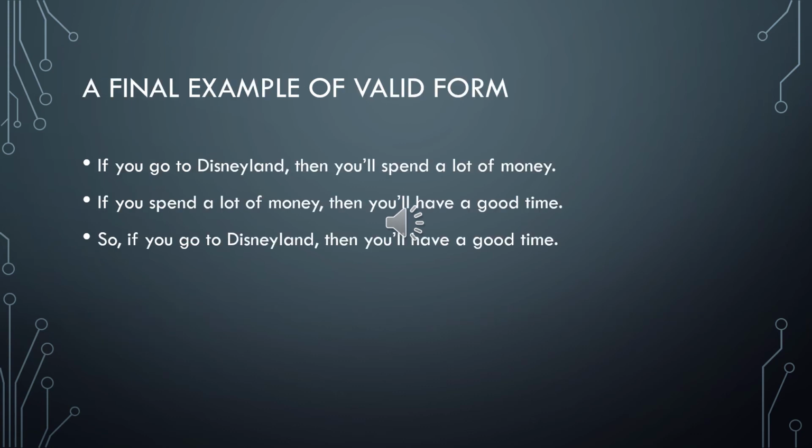Here's our final example of a valid form. If you go to Disneyland, then you'll spend a lot of money. If you spend a lot of money, then you'll have a good time. So if you go to Disneyland, then you'll have a good time. This argument has a distinctive form. It's a hypothetical syllogism because it has if-then in every single premise, and the name of this argument form is a pure hypothetical syllogism because every statement in the argument is a conditional or an if-then statement.